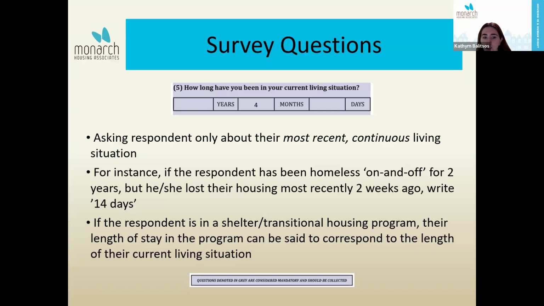So essentially, it's their most recent continuous living situation. If the person is in a shelter or transitional housing program, their length of stay in the program can be said to correspond to the length of their current living situation. So let's say they've been at the shelter for the last month, you put 1 month or 30 days, or however many days. If someone's saying that they've been living on and off on the street, you can ask them when was the last time they stayed somewhere other than the street, just so you can help in figuring out how long they've been in their current living situation.